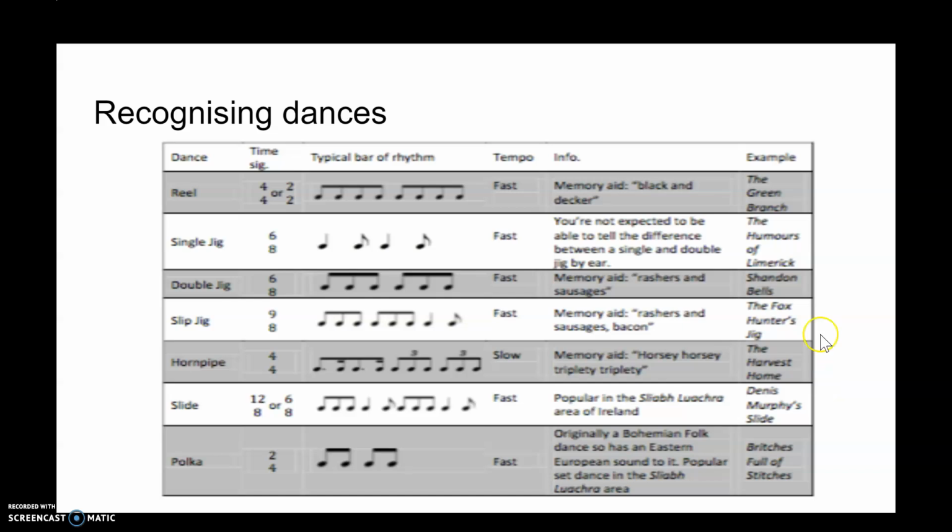An example of the hornpipe is the Harvest Home. Then the slide and the polka are ones that you would certainly need to speak about in your essay if you're writing an essay about Irish dances. So get the important information. The slide can be 12/8 or 6/8. There's a typical bar of the rhythm. It's fast and it's popular in the Slieve Luachra area of Ireland, and an example is the Denis Murphy slide. The polka then is a fast 2/4, typical bar would be 4 quavers, and it was originally a Bohemian folk dance, so it has an Eastern European sound to it. It's a popular set dance in the Slieve Luachra area, and there's an example of it: The Breeches Full of Stitches.